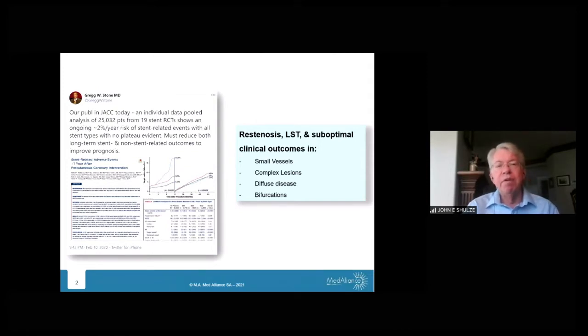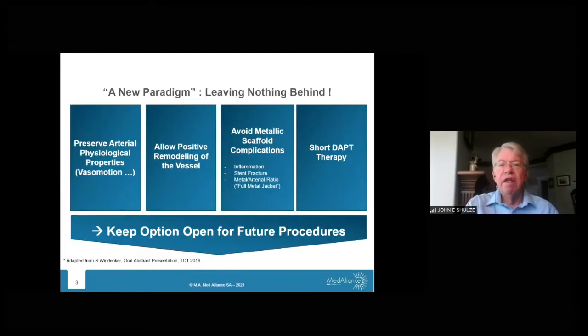And I think we have the opportunity to reduce long-term events by treating some lesions with drug-eluting balloons as compared to stents, especially in small vessels, complex lesions, diffuse disease, and a topic of today's discussions, bifurcations.